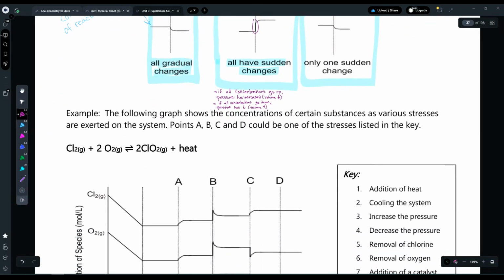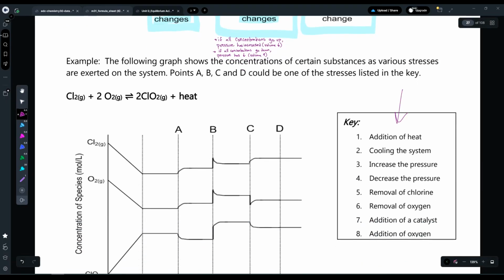Okay, so we have an example. The following graph shows the concentration of certain substances as various stresses are exerted on a system. Points A, B, C, and D could be one of the stresses listed in the key off to the right here. So we've been given our equilibrium right here. It's an exothermic reaction. We know that because heat is on the product side here.